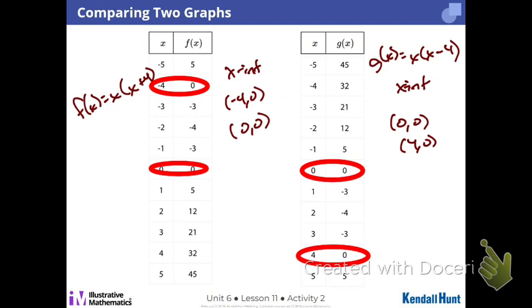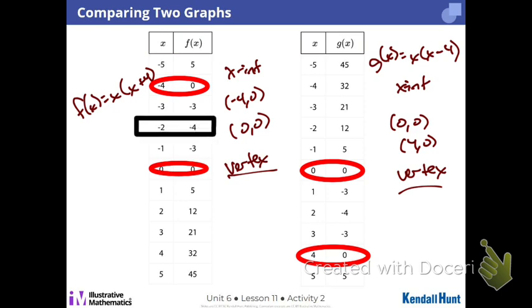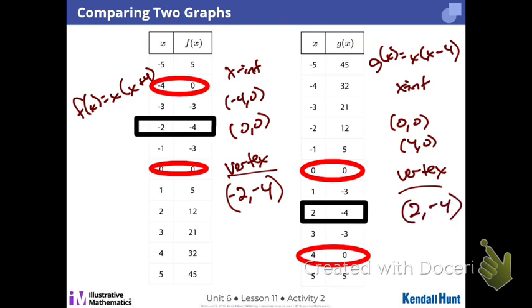Let's talk about vertex next. Vertex is going to be the high or low point, correct? Yeah. In this case, it's going to be the low point. So the lowest it goes on f of x is negative 4. So negative 2, negative 4. And on g of x, the lowest it goes is also negative 4, but it happens at a different spot. That one is 2, negative 4.